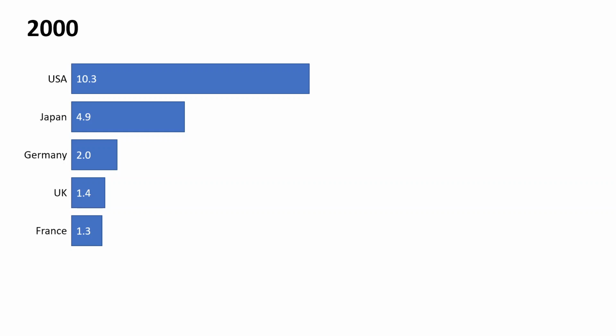This is what the GDP of countries in 2000 looked like in trillions of dollars. USA was at 10.3, Japan was at 4.9, Germany at 2 trillion, UK at 1.4, and France at 1.3.